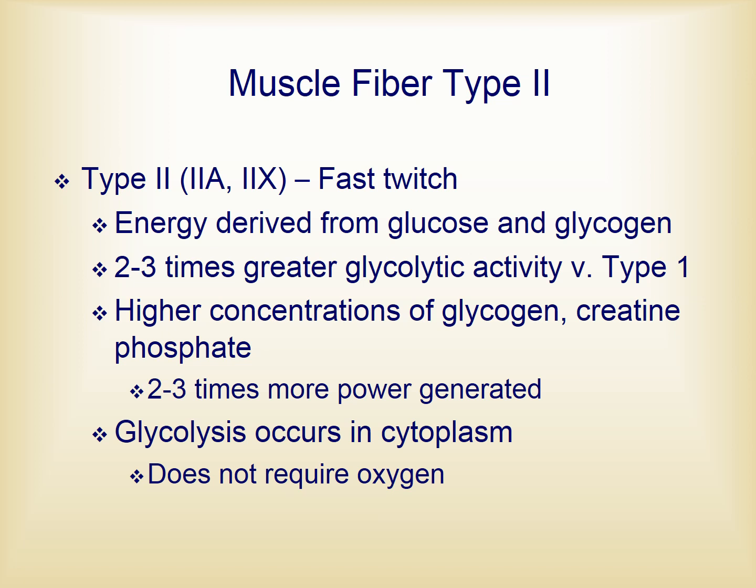Muscle fibers that are type 2 fibers are called fast-twitch fibers. They derive energy both from glucose and glycogen. They have 2 to 3 times greater glycolytic activity compared to type 1 muscle fibers. They have higher concentrations of glycogen as well as creatine phosphate. They also generate 2 to 3 times more power than type 1 muscle fibers. Glycolysis occurs in the cytoplasm, and the process of glycolysis does not require oxygen, so these muscles can continue to contract in an anaerobic environment.